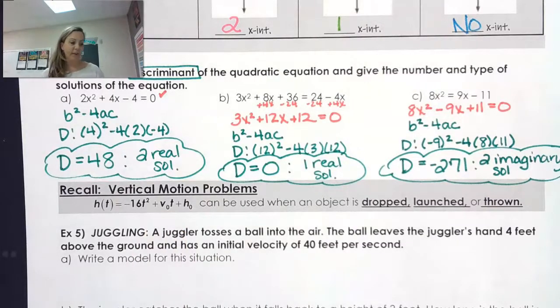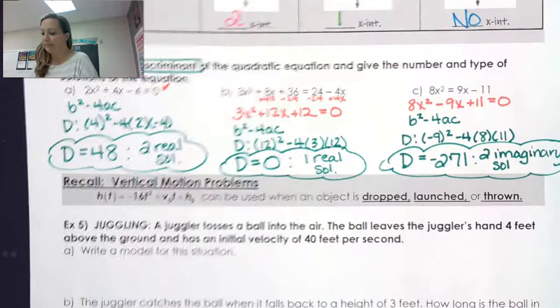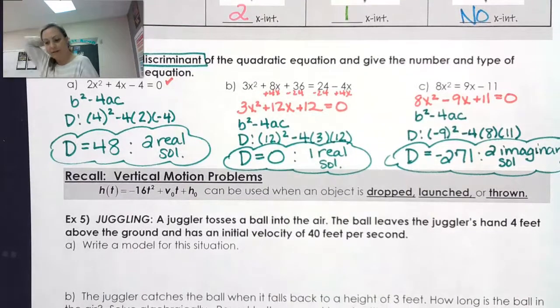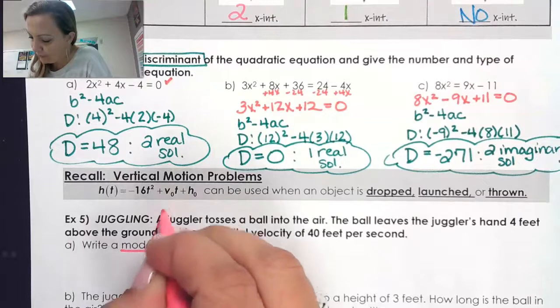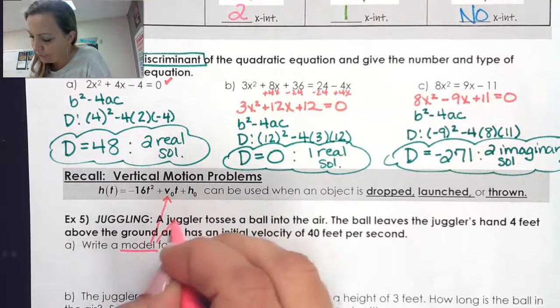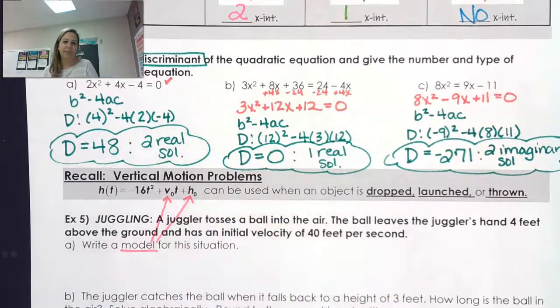So in example 5, it says a juggler tosses a ball into the air. The ball leaves the juggler's hand 4 feet above the ground and has an initial velocity of 40 feet per second. Write a model for this situation. Well, when we're modeling, we need a couple different things. When we're modeling the situation, that means we need something for the initial velocity and for the initial height.